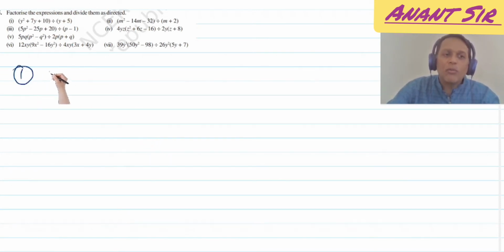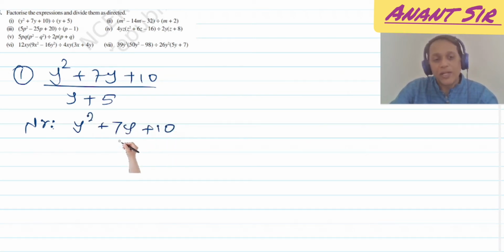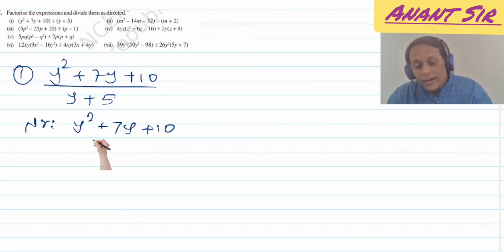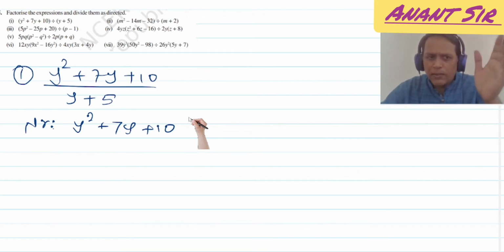So now the first question is y square plus 7y plus 10 divided by y plus 5. Now what is the numerator? The numerator is a quadratic polynomial, y square plus 7y plus 10. We have solved these types of questions earlier in exercise 14.2. So we are going to do it in a similar manner.